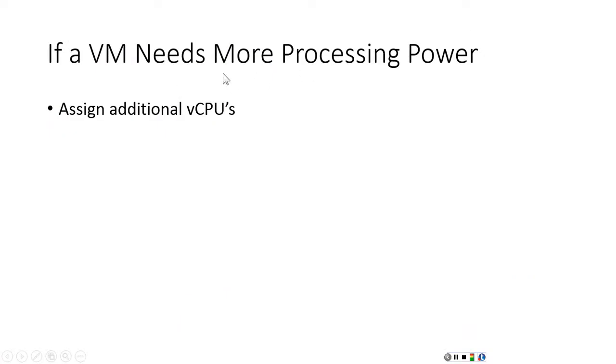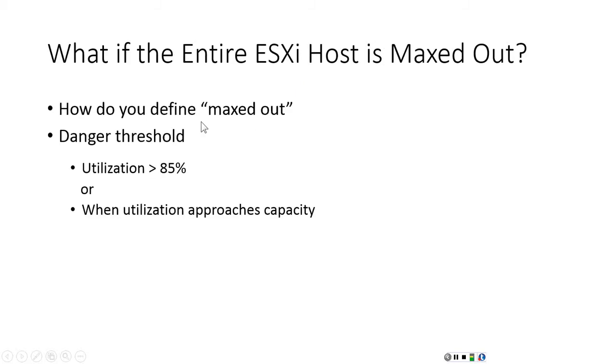If a single virtual machine needs more processing power, then you assign additional virtual CPUs. But what if the entire ESXi host is maxed out? And how do you define maxed out? A danger threshold is typically defined in one of two ways. One way is that when utilization is greater than 85%, that's considered a danger threshold. Then you should do something. But another way of phrasing it is when utilization approaches capacity, then that is considered a danger threshold.